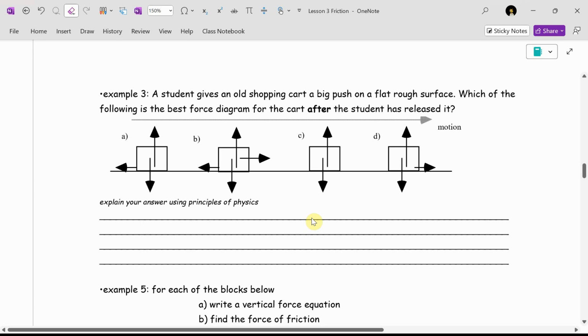Example 3 says this. A student gives an old shopping cart a big push on a flat, rough surface. Which of the following is the best force diagram for the cart after the student has released it? So the cart, it looks like it's moving to the right, so we gave it a push to the right, but then we let go of it while it's rolling. Which of these is the best free body diagram?